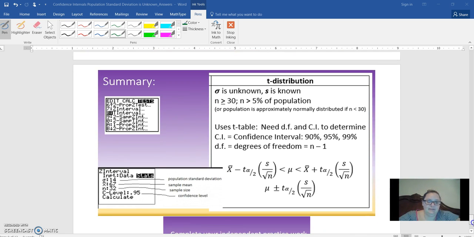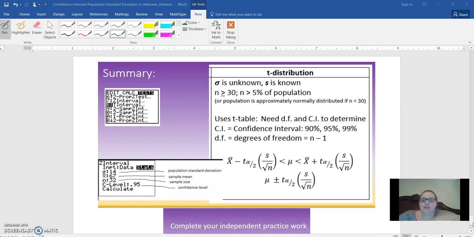All right, so summary. T-distribution: you know the sample standard deviation, you don't know the population. If it says population, use the Z. The sample size is greater than 30, or if it's less than 30, it tells you that it's normally distributed. Just another fact, you're not necessarily going to come in contact with it, but it's got to be less than 5% of the population. We use the t-table, and to look up the number you need to know the degrees of freedom and the confidence level. The three main ones we're going to use in this course are 90, 95, 99.